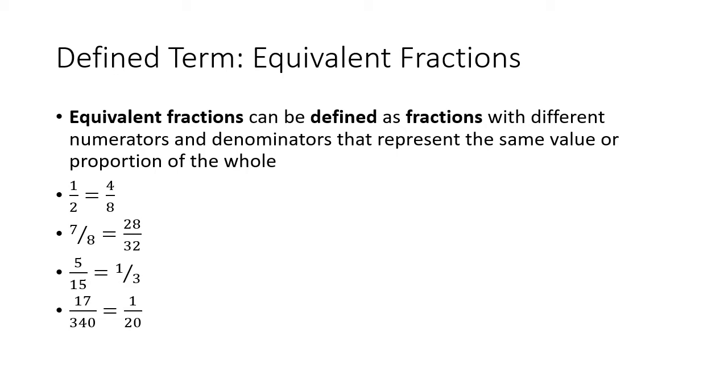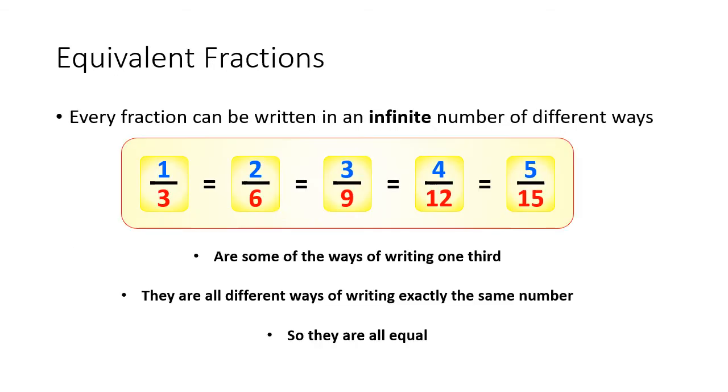When we are reducing fractions, you are also creating more simple equivalent fractions. Every fraction can be written in an infinite number of ways. So for example, 1/3 could equal 2/6, 3/9, 4/12, and 5/15. These are just some of the ways of writing 1/3. They are all different ways of writing exactly the same number, so they are all equal.